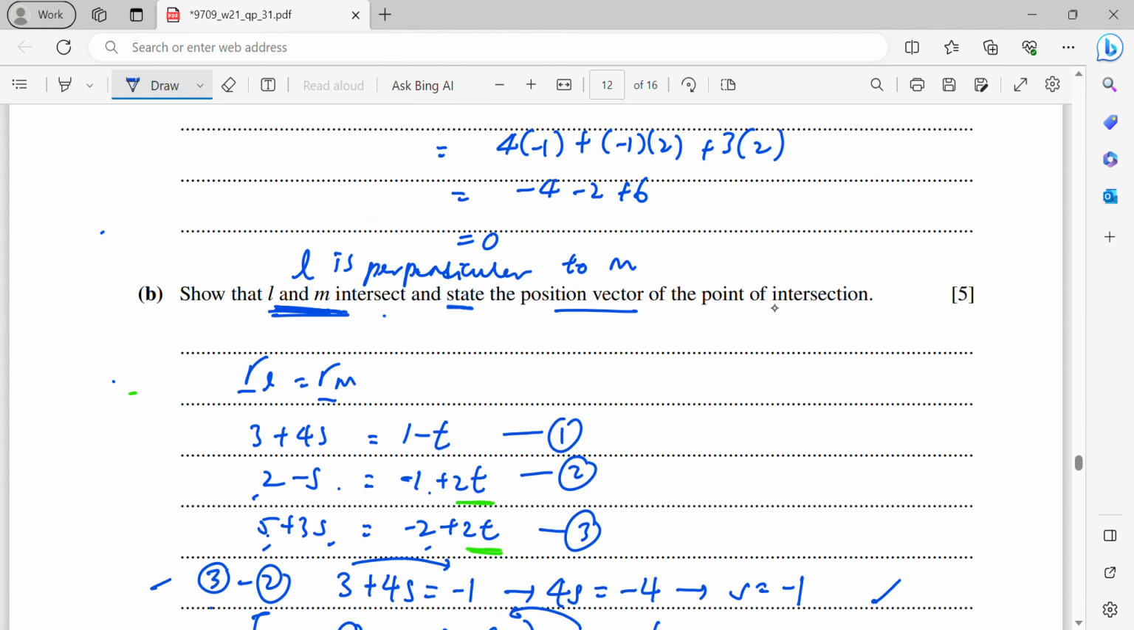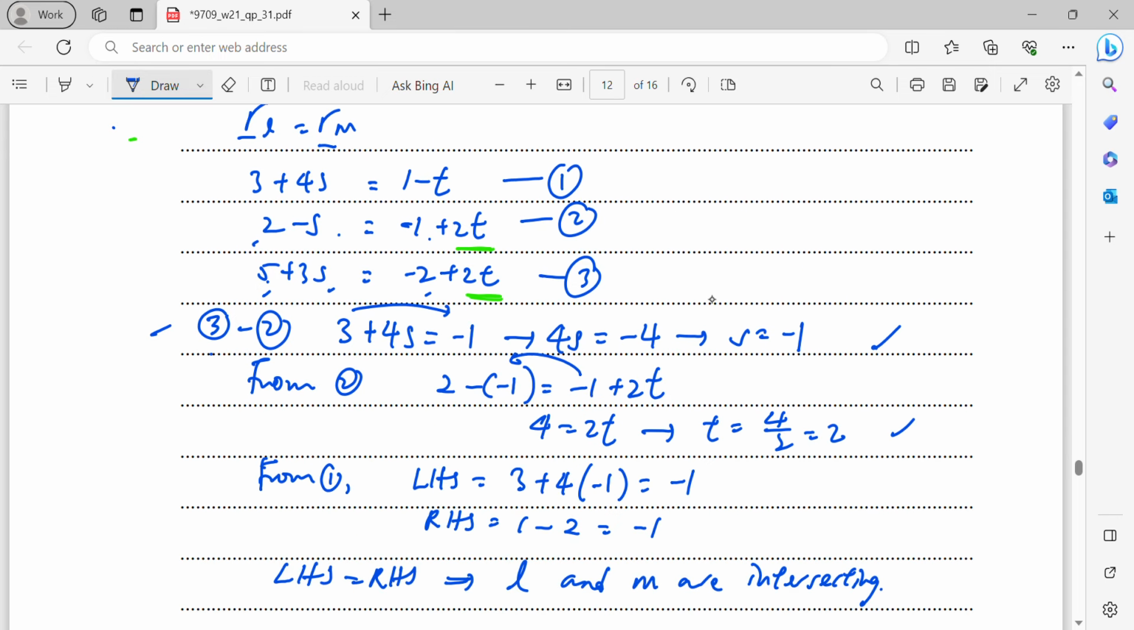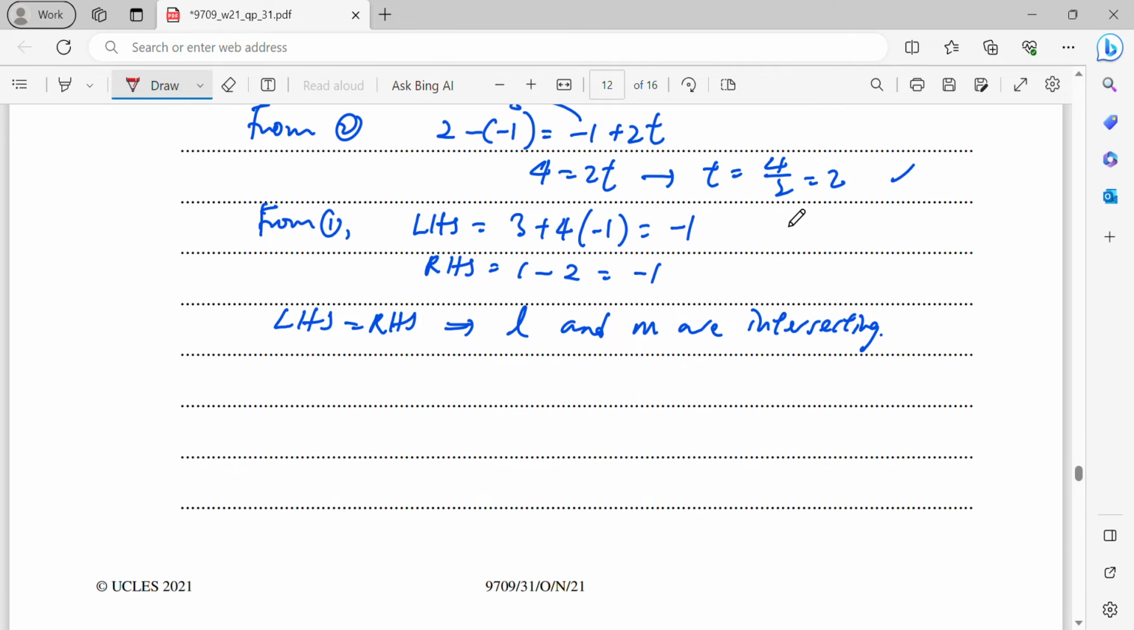Now, you need to state the position vector of the intersection point. So for intersection points, you either substitute into the RL, which is here, or you substitute into RM. So it's up to you. Alright, so I will use S equals to minus 1 and substitute into RL. It will be the same answer.